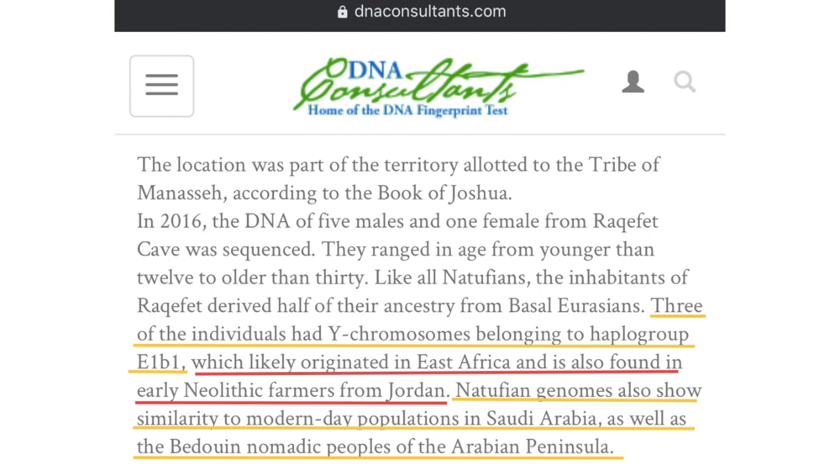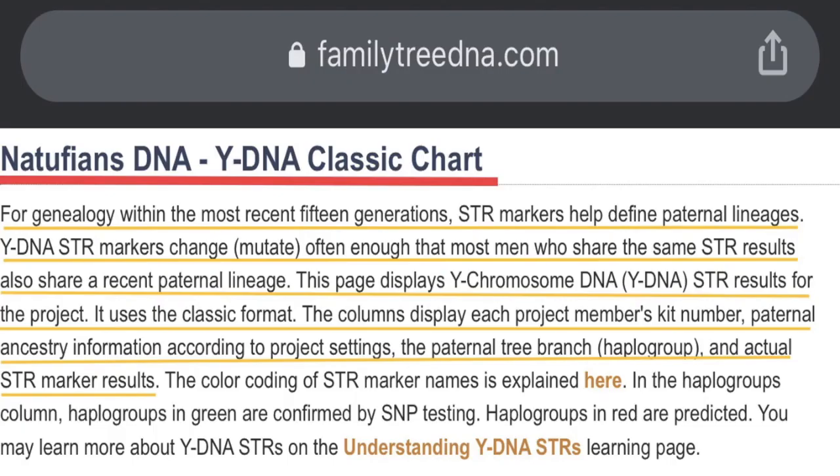Let me repeat that again, only reading what's in yellow. 3 of the individuals had Y chromosomes belonging to haplogroup E1b1. Natufian genomes also show similarity to modern-day populations in Saudi Arabia, as well as the Bedouin nomadic peoples of the Arabian Peninsula. That's exactly what we read. Bedouins and Arabian populations have the closest amount of Natufian DNA, and we also see old forms of E among them.